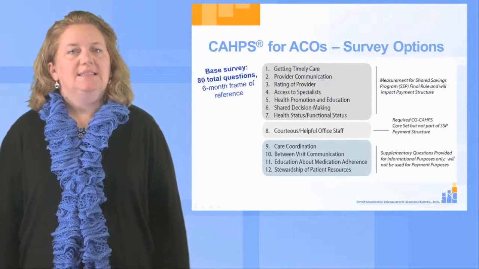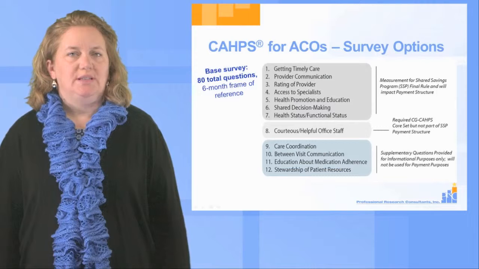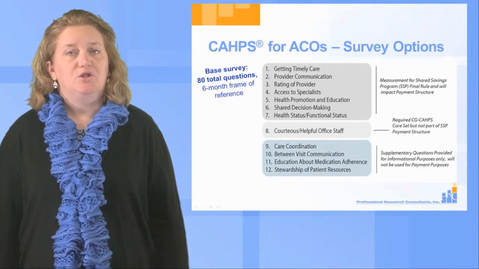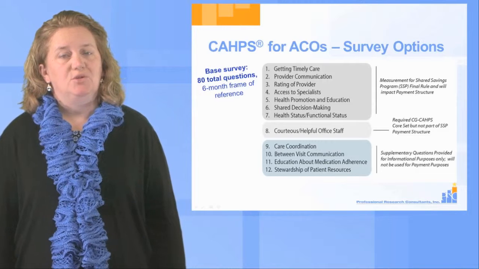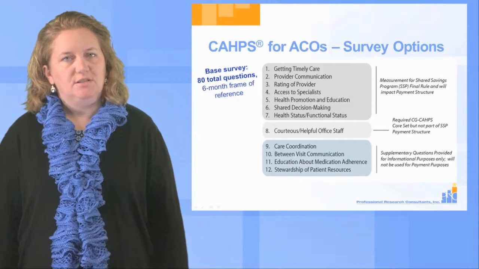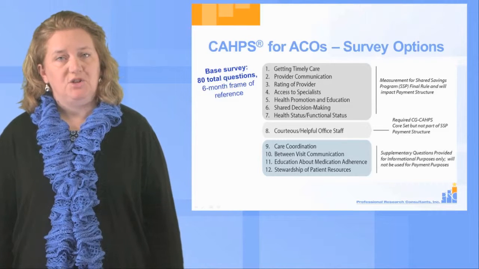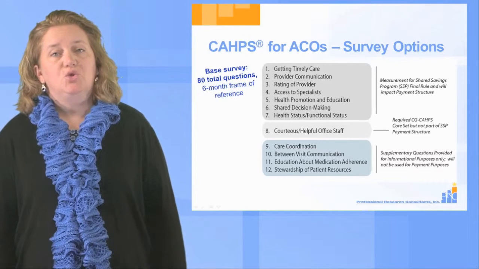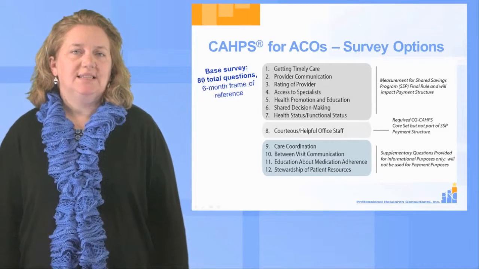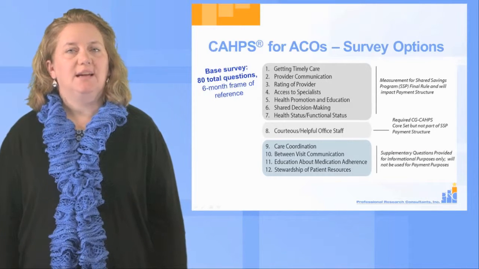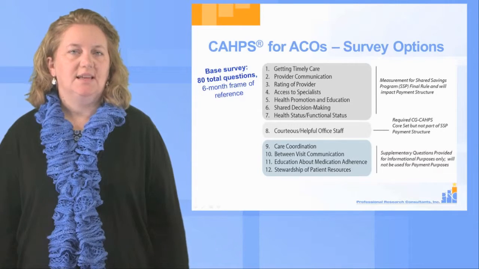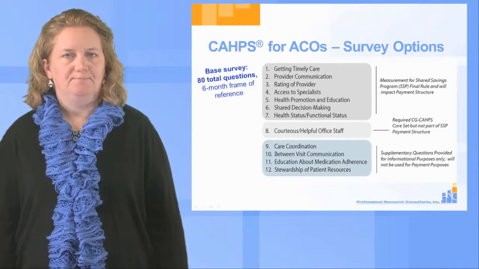New this year, CMS is offering ACOs the choice between 2 versions of the CAHPS for ACOs survey. The full version that was used for the 2013 measurement, referred to as the ACO 12 version, contains 80 questions covering 12 categories and some patient demographics. A shorter version of the survey, the ACO 8 version, is comprised of 69 questions that cover the first 8 summary measures listed here, and the same patient demographic questions that are used for the ACO 12 version.